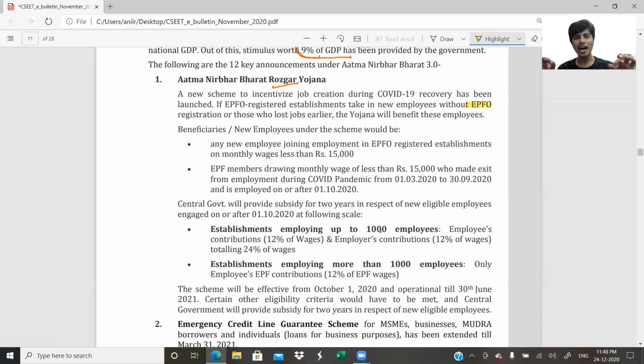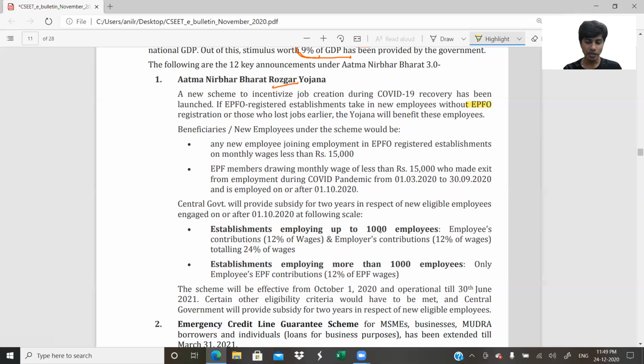You get that? So the Atmanirbhar Bharat scheme has announced a certain program, a certain amount dedicated to this Atmanirbhar Bharat Rozgar Yojana, wherein the beneficiaries are new employees earning up to 15,000 who have lost their job previously, and they're trying to join an organization which has PF registration. So in such cases, instead of the employer and employee paying, the government will deposit money into their PF account. You get that? I'm not kidding. True.